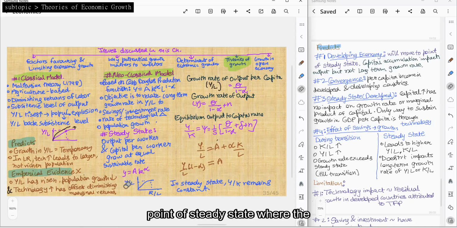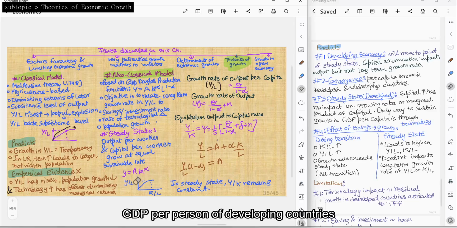It moves to a point of steady state where the GDP per person of developing countries catches up with GDP per person of developed countries. Our next point is about developed countries, or the countries which are already in steady state. So capital accumulation has no impact on growth rate or the marginal product of capital in these economies. Here growth rate is of GDP per person.